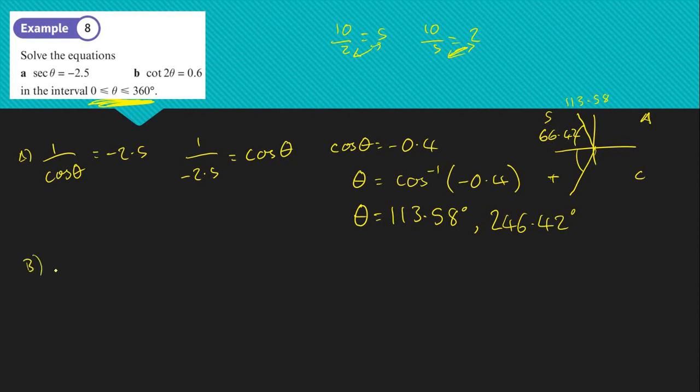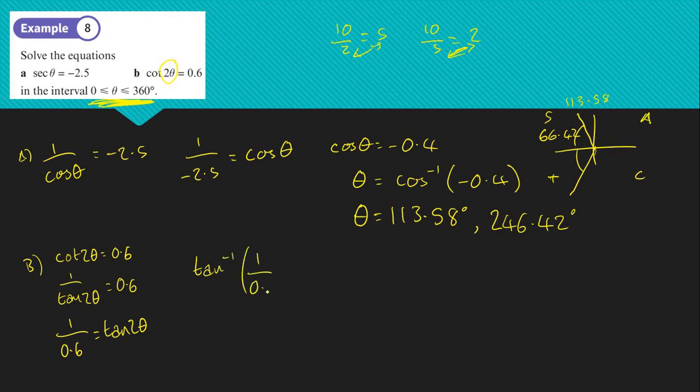Now with B, you need to be much more careful. Look carefully. The input has been doubled, and then you've got cot applied to it, and that equals 0.6. So if cot of 2 theta is equal to 0.6, well, that's 1 over tan of 2 theta that equals 0.6. Now that tells me that 1 over 0.6 must equal tan of 2 theta, which also tells me that inverse tan of 1 over 0.6 will equal 2 theta, and that's absolutely critical.